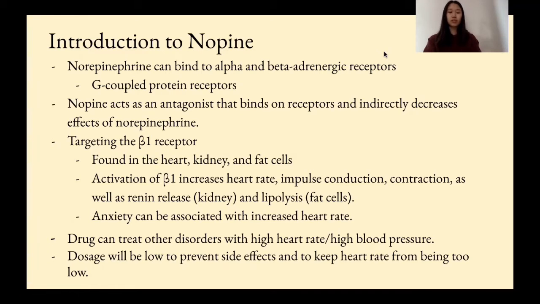This drug can also be used to treat other disorders involving high heart rate and high blood pressure. We decided to keep the dosage low to prevent side effects and to also keep the heart rate from becoming too low.